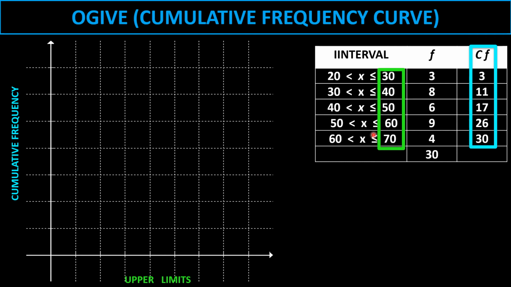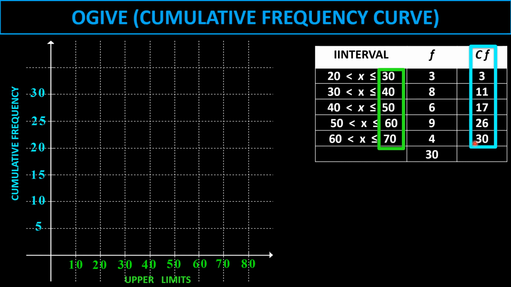Now if I look at my upper limits 30, 40, 50, so I must make provision for that. I have a width of 10, so let's start with 10, 20, 30, 40, 50, 60, 70, 80. And with the cumulative frequency, the maximum there is 30. So I must make at least provision for the 30. So I can count in fives, and that's my scale there.